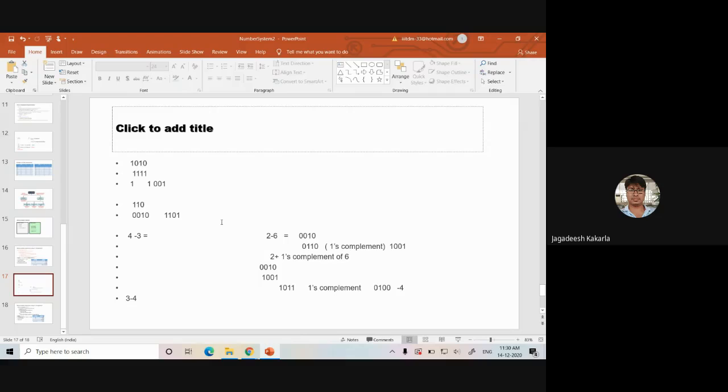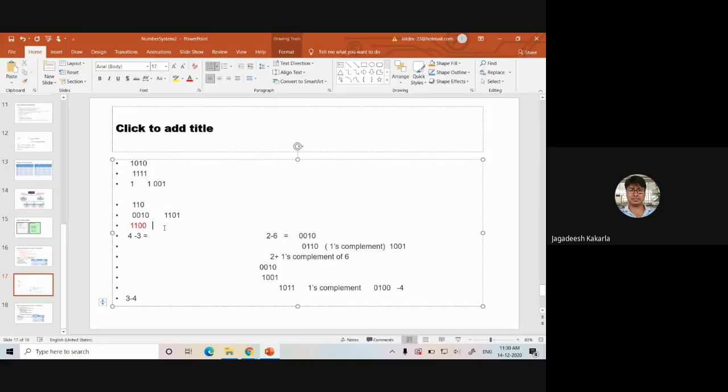2 minus 6, can you please do it using 2's complement subtraction? What do you get? You got 1100, after computing the 2's complement, that is A plus B's complement. Everyone got it?